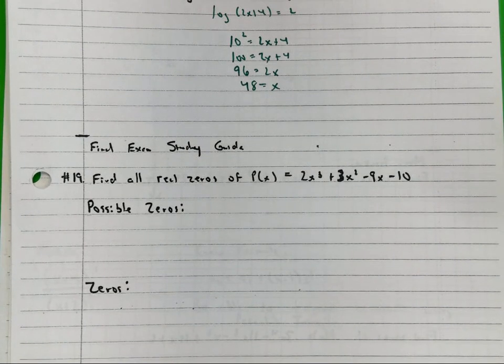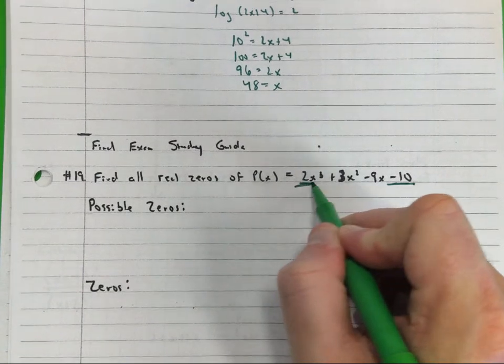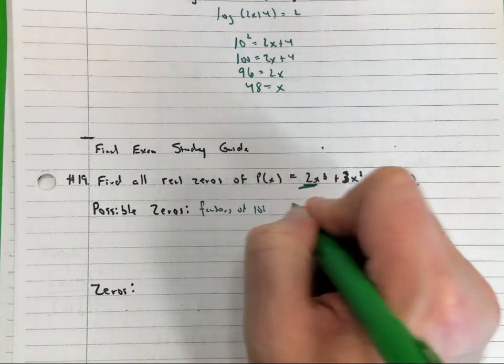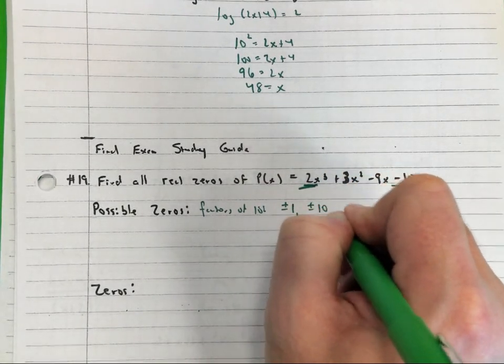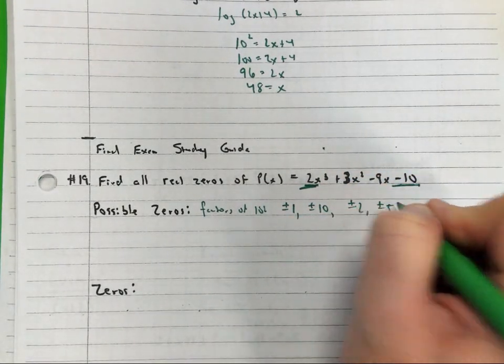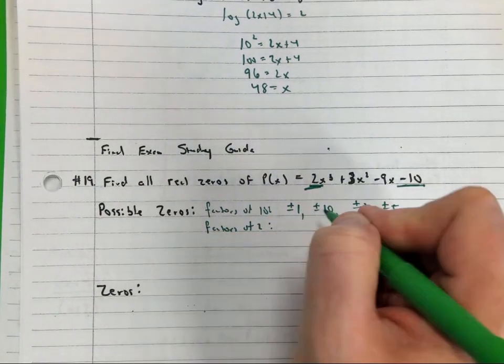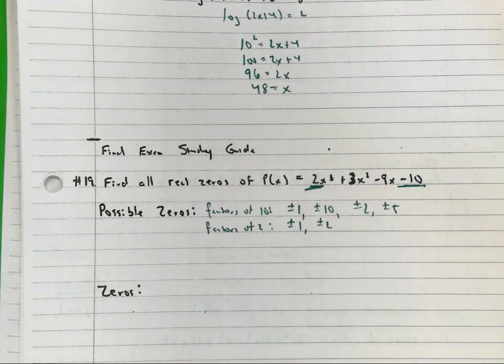Number 19 says find all real zeros. P of x equals 2x cubed plus 3x squared minus 9x minus 10. All right, possible zeros. Do you remember how to find the possible zeros? Factors of this one divided by the factors of the first one. So I'm going to put factors of 10: plus or minus 1, plus or minus 10, plus or minus 2, plus or minus 5, divided by the factors of the first, 2: plus or minus 1, plus or minus 2.